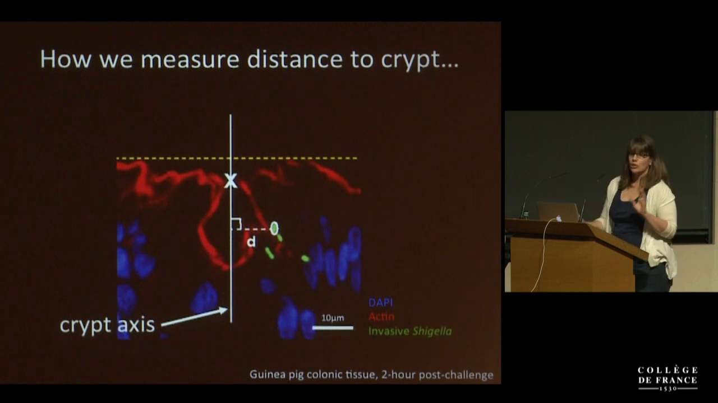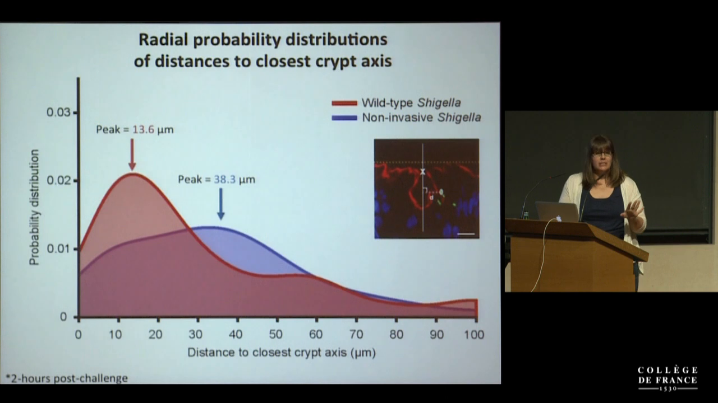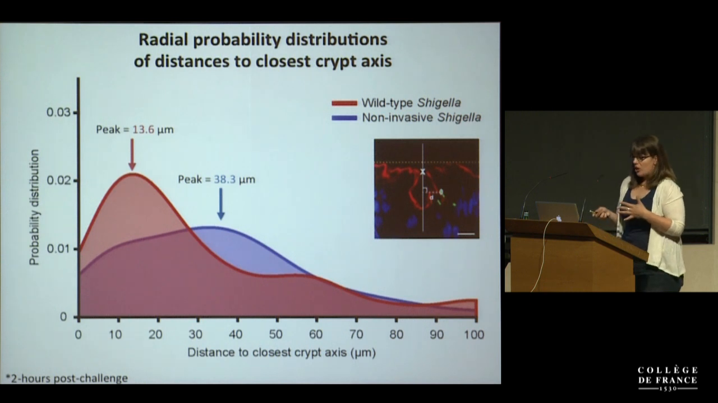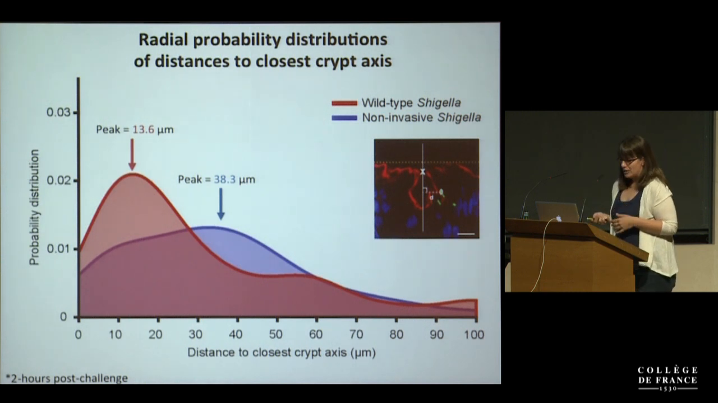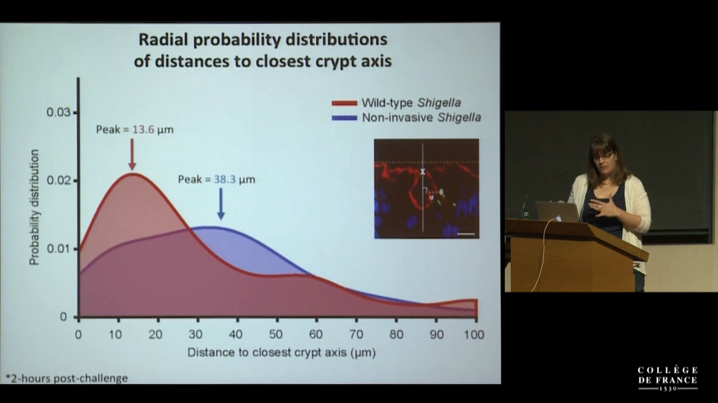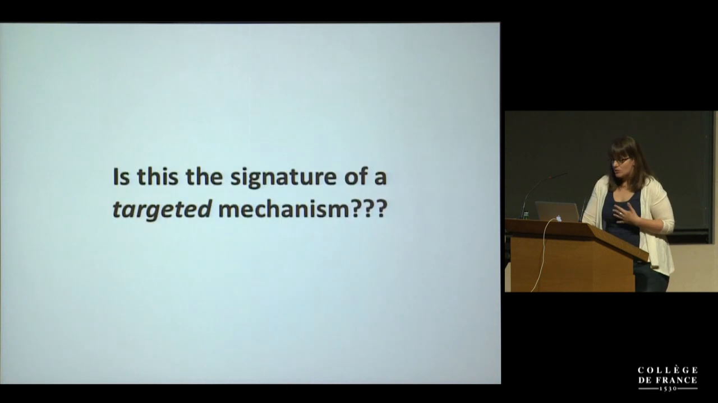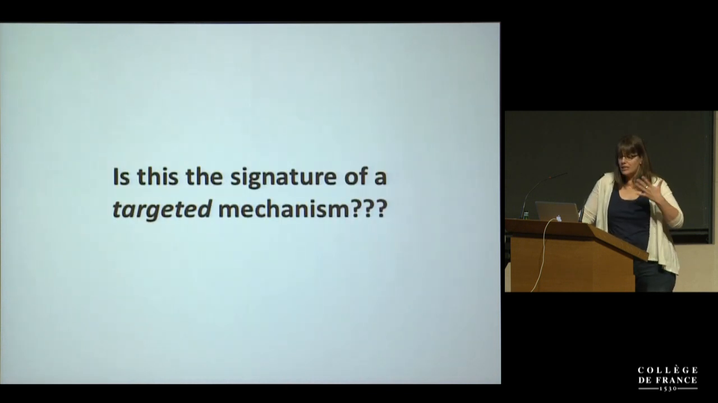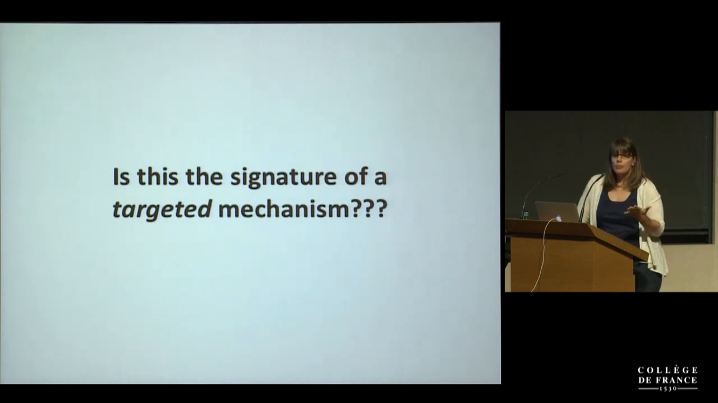Each distance was measured to the closest crypt axis, and then we plotted these distances and generated a radial probability distribution. If we examine these distribution plots of both populations, the invasive and non-invasive strain, we see that the invasive strain tends towards shorter distances to crypts relative to the non-invasive strain. This indicates a bias to these shorter distances, but still we are not sure if this really is a signature of a targeted mechanism. We need to confirm that this bias is not resulting from random dispersion of bacteria along the surface. Therefore, we numerically simulated a non-biased random distribution along the surface to compare to our experimental measurements.